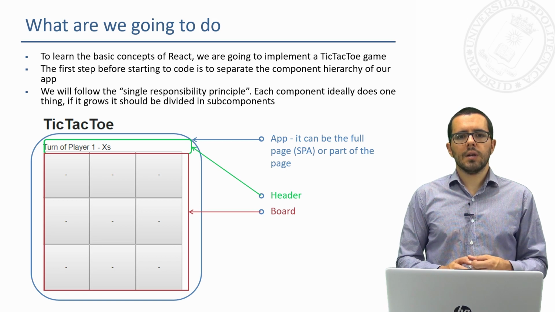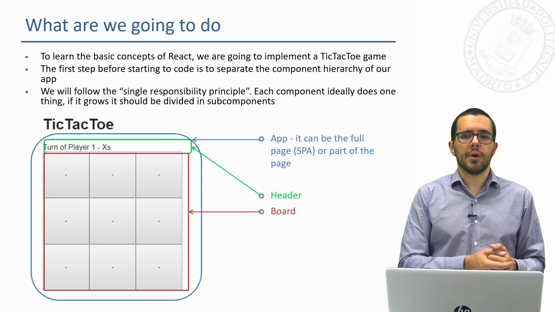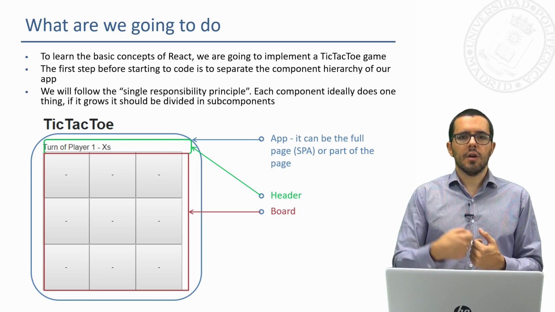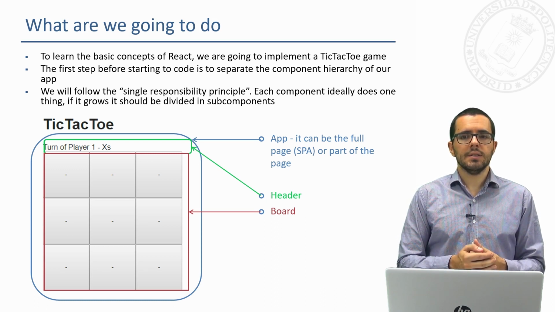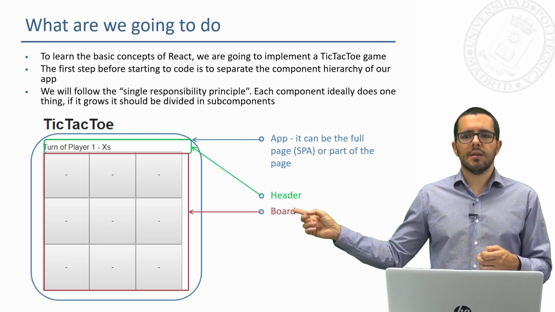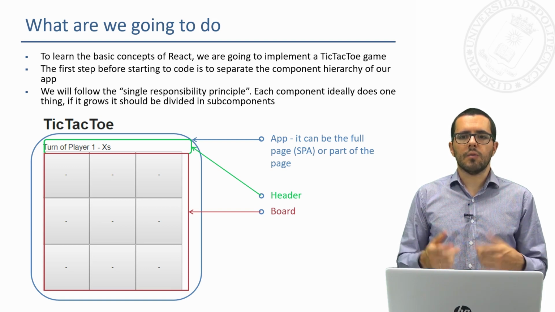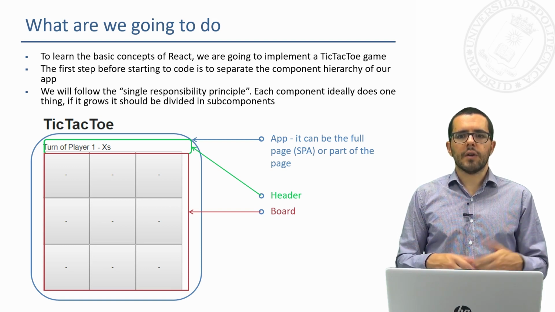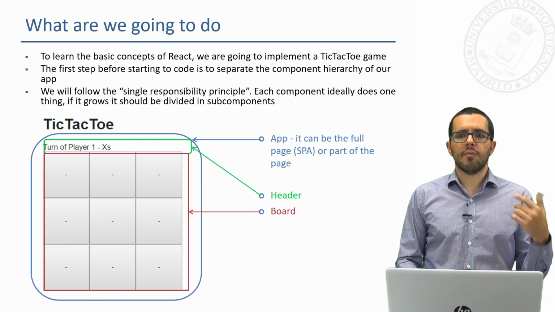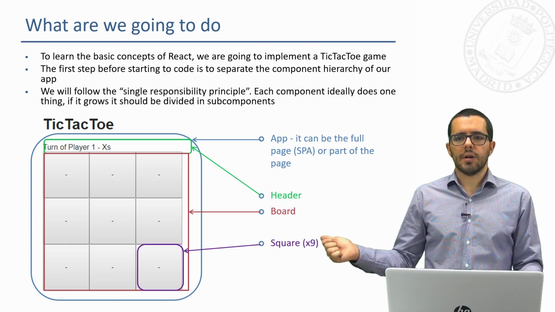But the board will have to get the state, get some data. Remember that components get data and return what should be rendered. But in this case, we have something that is repeated 9 times. Or even in the future, if we want to create other kinds of boards, 4x4, 5x5, etc., we will have more. So we have another component inside, that is the square.